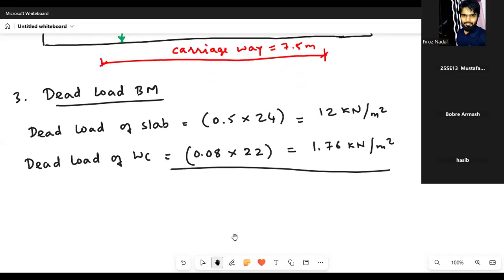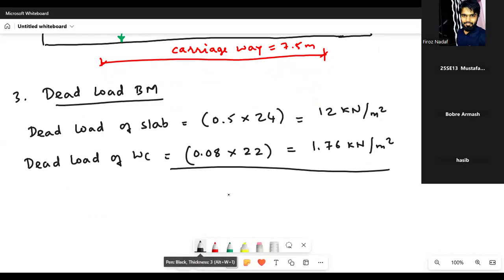We are concerned with the total dead load. Total dead load equal to 14. You can just modify it. You are getting 13.76. You can take 14. Again, if you want to take 13.76, it doesn't matter. If you're taking 14, there is no issue in it.